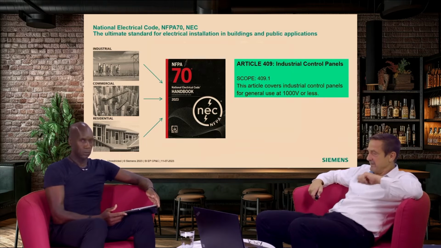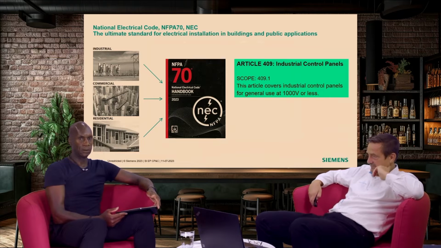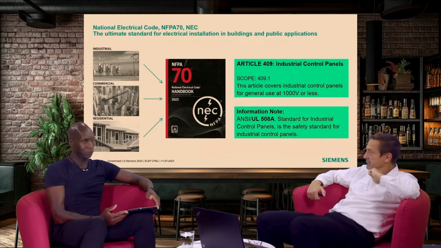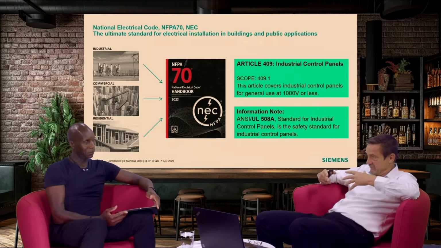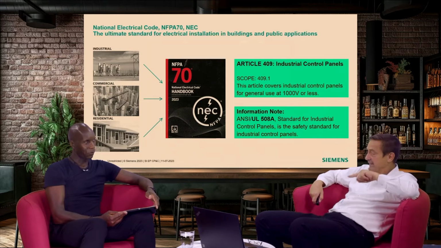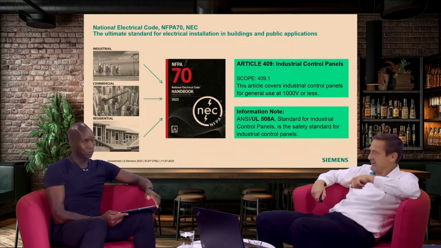And here you see this Article 409, the scope. It covers industrial control panels for general use and specific use. So it's basically the guidelines for industrial control panels. And a little bit down under the scope, there's another nice information note. The information note tells us that if you're looking for a standard which helps you in designing the industrial control panel to make it safe, then please take UL 508A. And this information note is right under the scope.